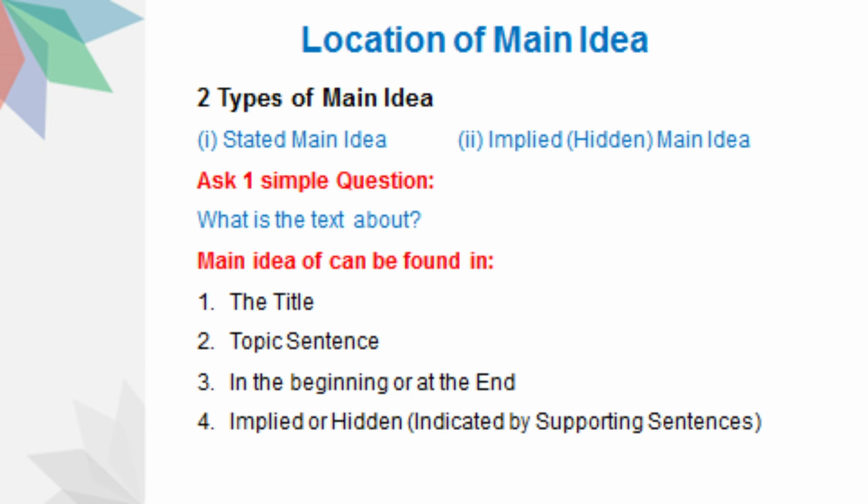Fourth and final location of the main idea is implied or hidden, indicated by supporting sentences. If you read the details and the explanation, then you can easily trace the main idea which is not narrated, not written, not described openly in stated form, but in the implied or hidden form. So these are the four major locations of the main idea. Read a text, use these tips and tricks, and you can easily find the main idea.